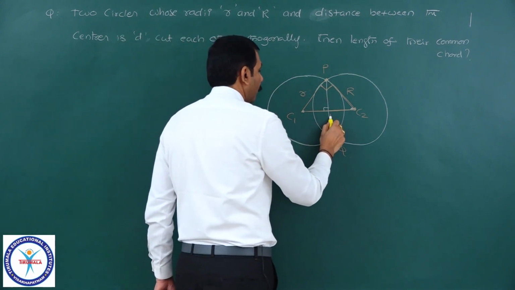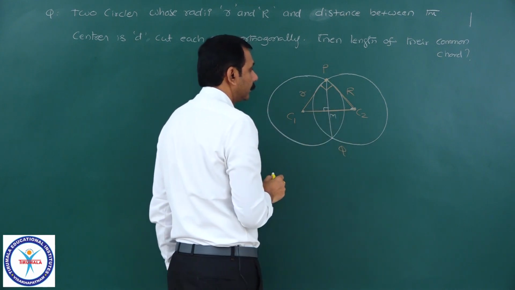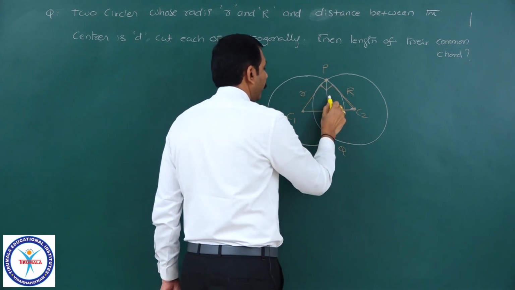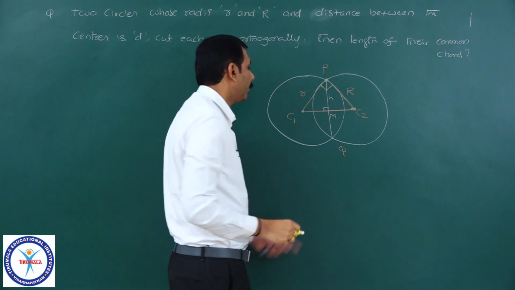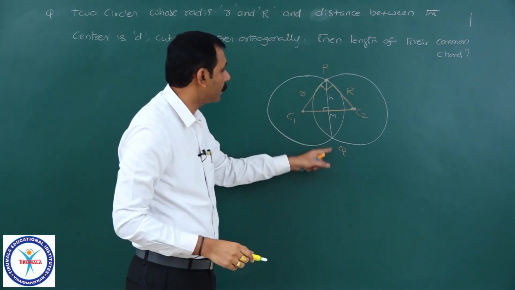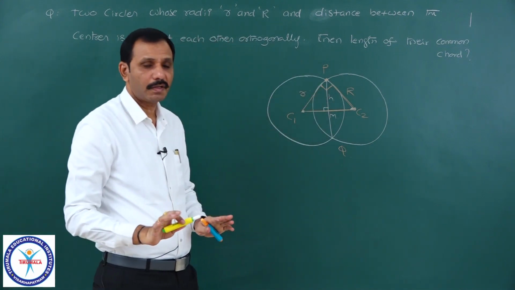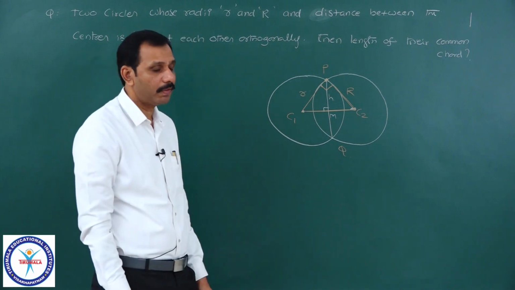Let me take it is equal to M. Now, and PM equal to, let me take it is H. If PM is equal to H means PQ is equal to 2 times of H. A very simple one only this one. How I will do, you observe.